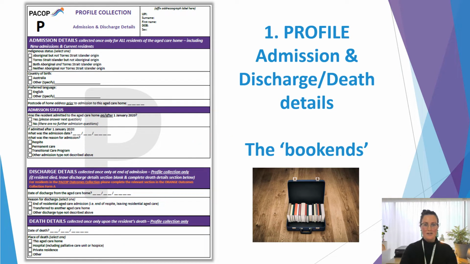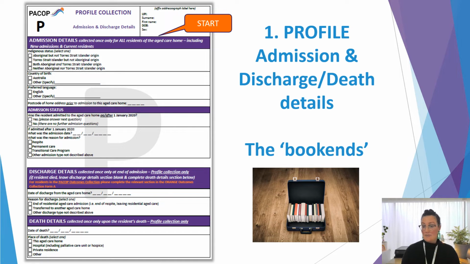This is the profile admission and discharge and death details, and this forms a bit like the bookends. So when we start, there's a resident that might be a new admission to your home, or maybe you're implementing PACOP and you need to register your residents with the program. We pull out this tool and we fill in the top section here. And this signifies the start of their profile.